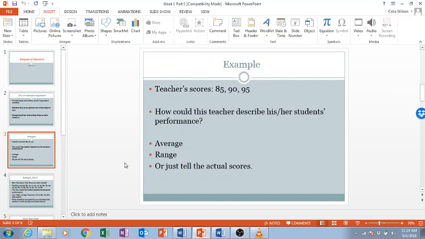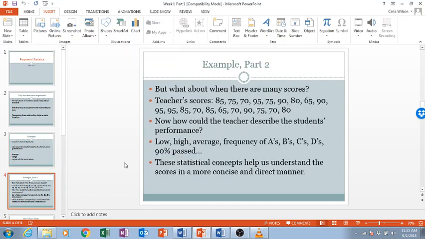Her or his students score an 85, a 90, and a 95 on some assessment. If the teacher is standing out in the hall and his or her coworker comes by, how could this teacher describe the scores? Well, she could say the average of the scores, the range, or there are only 3, so she just says, hey, my students scored an 85, a 90, and a 95. So as you can see, when we just have a little bit of data, there's really no point in running any statistics. We can just tell it.